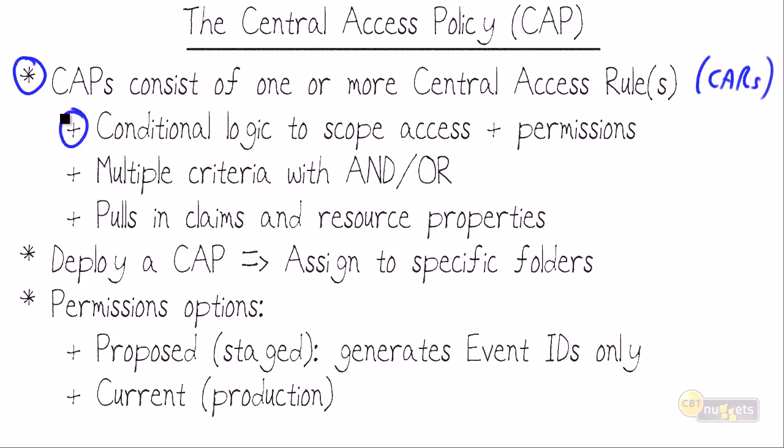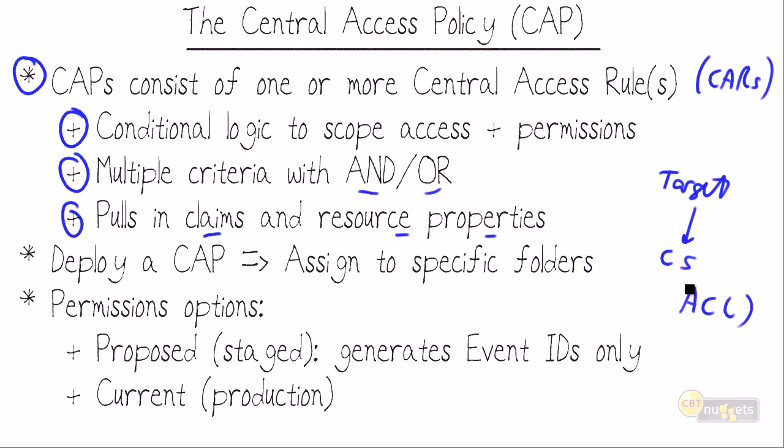And as you'll see in the demo, you first define target resources. This is going to scope the file system resources that will be stamped with your central access policy. Once you've scoped out your file system resources, you then create your conditional statement. And that statement can use and or, the logical comparison stuff. And you can pull in claims, location is Nashville, department is RD, resource properties, classification equals confidential, and so forth. And then create a traditional access control list based on those results.